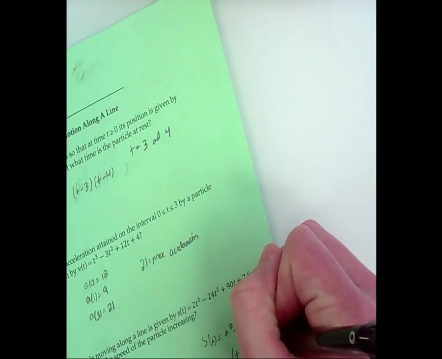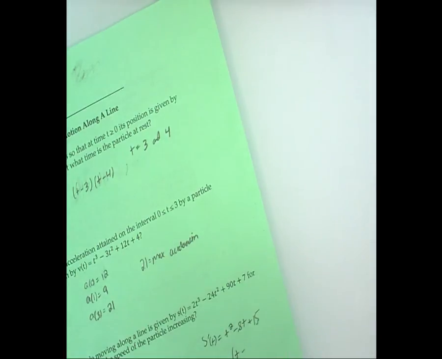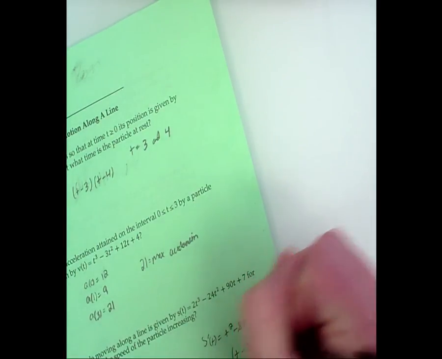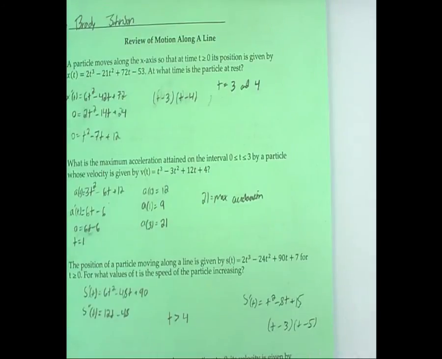So it's t minus 3 and t minus 5. Yeah. Then you want to take a look at your intervals. Since t is greater than or equal to 0, so from 0 to 3, from 3 to 5, and from 5 to infinity, correct? I want you to take a look at those intervals.